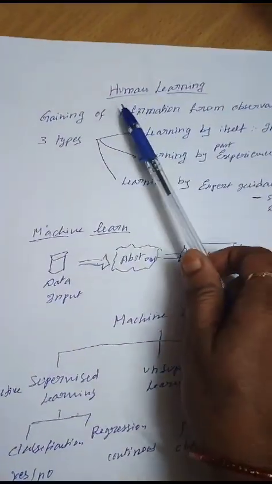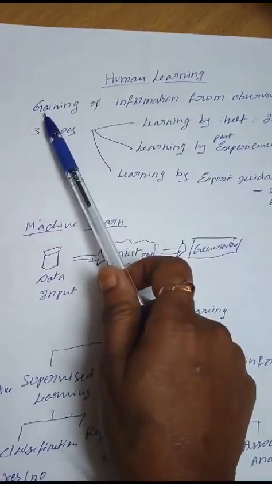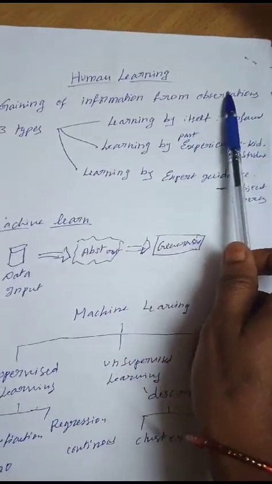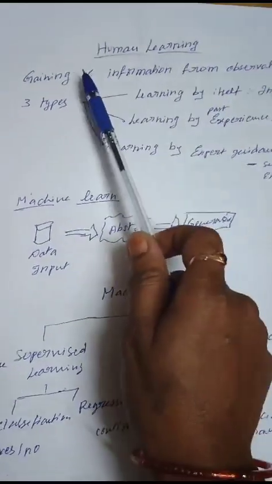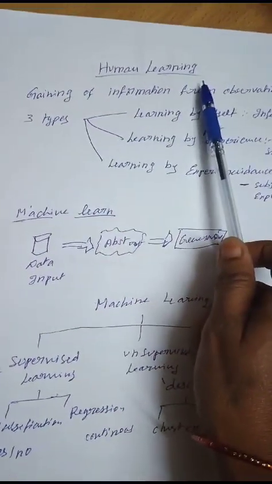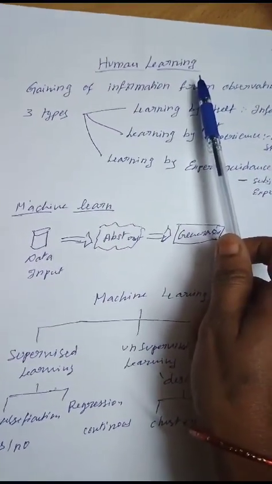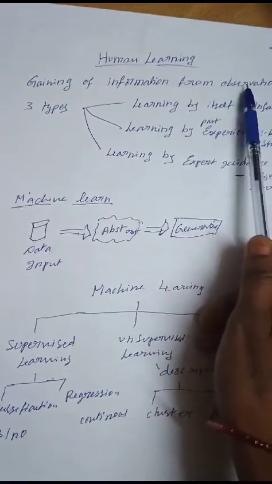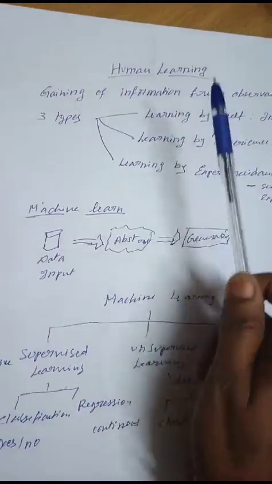Today's topic is human learning. Human learning means gaining information from observations. In any case, we observe information in order to learn it, and gaining information from observations is human learning.